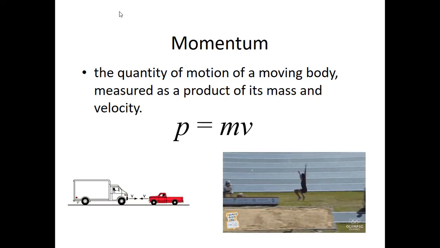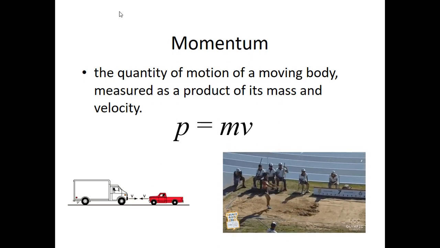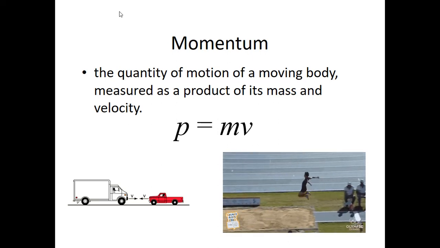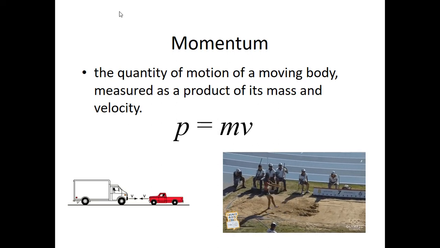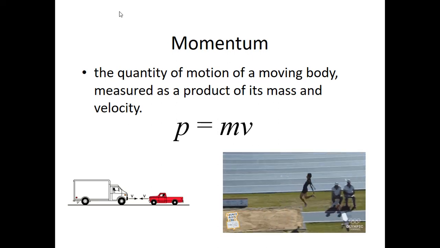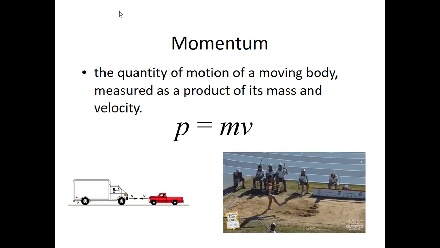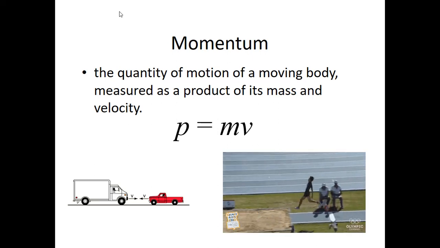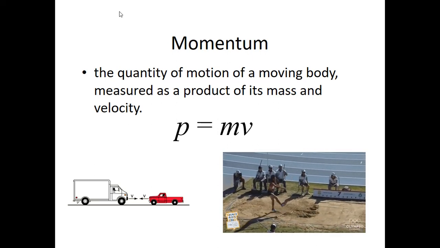Well, objects in motion have what we call a momentum. Momentum's symbol is a P for some reason, and it's mass times velocity. Our long jumper here has a lot of momentum as he takes off. He takes his mass, he takes his velocity, that gives him that momentum.